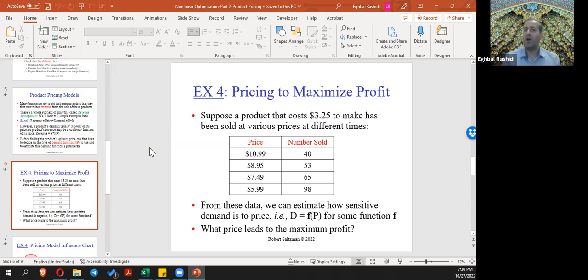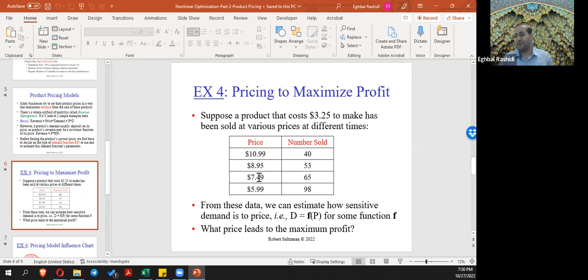Suppose a product that costs $3.25 to make has been sold at various prices. We have the list here for 4 different prices. When the price was $10.99, the number sold was 40. When we decreased the price to $8.95, the demand increased to 53.